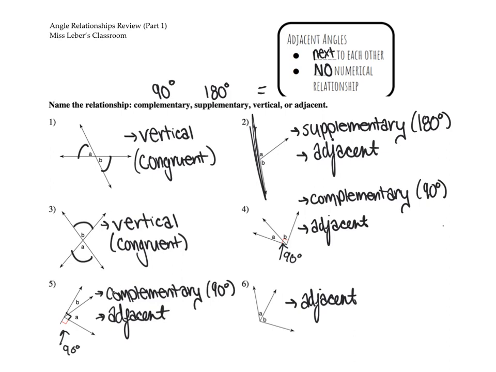So that ends our review of complementary, supplementary, vertical, as well as adjacent angles. There is going to be a little check-in on Schoology, and hopefully this helped you review the 4 types of angles. Feel free to email me with any questions, comments, concerns.